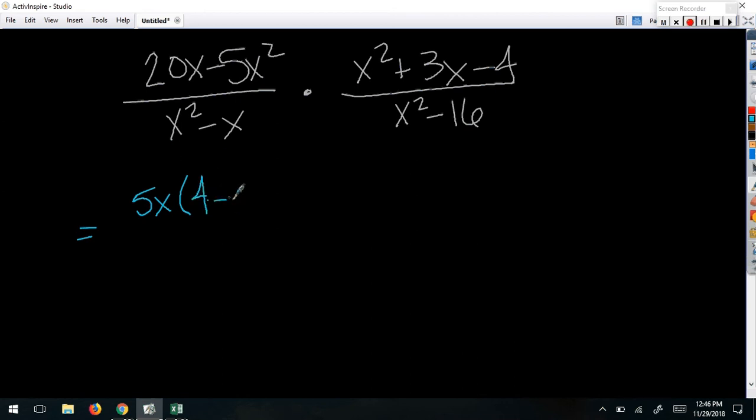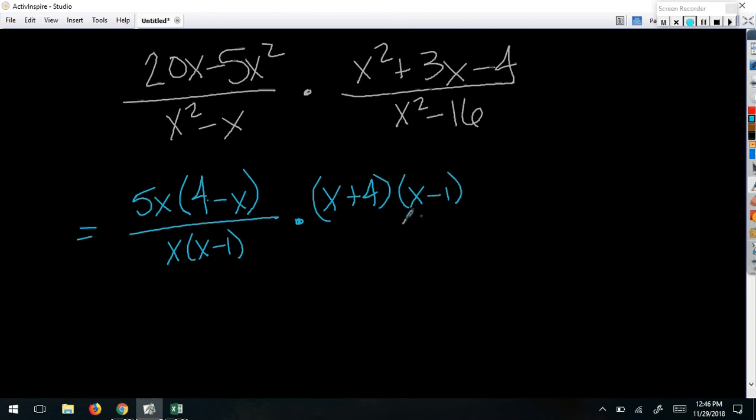4 minus x over x minus 1 times, how about the top? Oh, wait, x plus 4. x minus 1. How about the bottom? It's a difference? You got it? Okay. Yes, you're right. Difference of 2 squares.